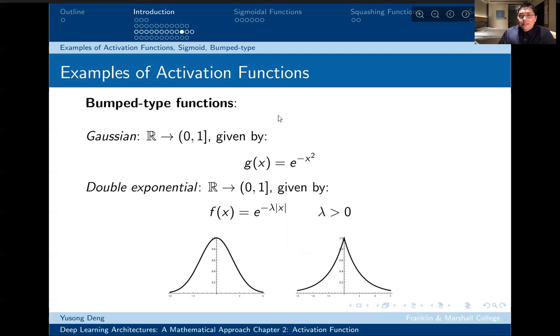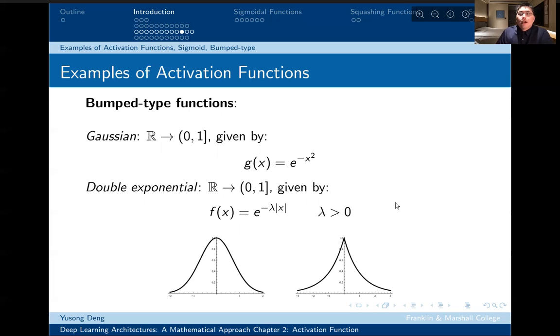So it is the bump type function, which is like the bump of your heart. And the Gaussian is given by this. The double exponential function is given by this. These are their images. The left side is the Gaussian, and the right side is the double exponential. So there's nothing too complicated about them. If we are going to use them in the future, we will refer back to them. But for now, just know that this kind of function can also be used as activation functions.